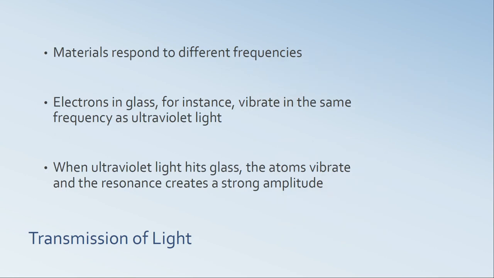And as we have all these vibrating materials, different materials respond to different frequencies of vibrations. So if we look at the electrons in glass, for instance, they vibrate at the same frequency that, say, ultraviolet light sits on in the electromagnetic spectrum. So if ultraviolet light hits glass, that energy causes the atoms to vibrate, and because they vibrate at the same frequency, they resonate with the ultraviolet light and create a very strong amplitude, just like the resonance we talked about with sound.